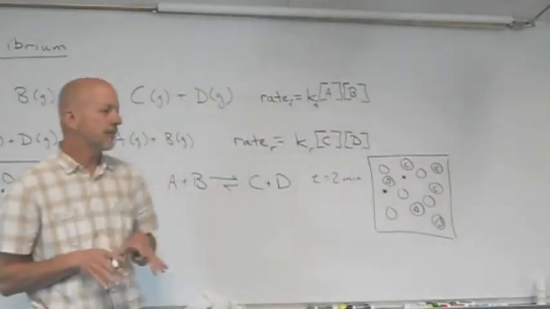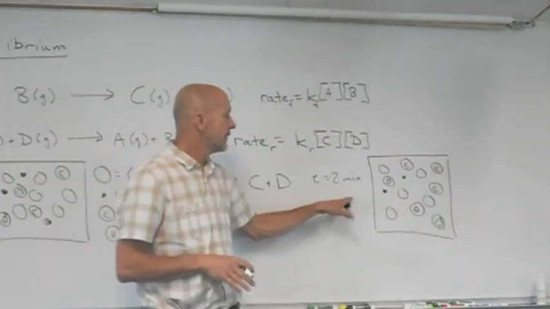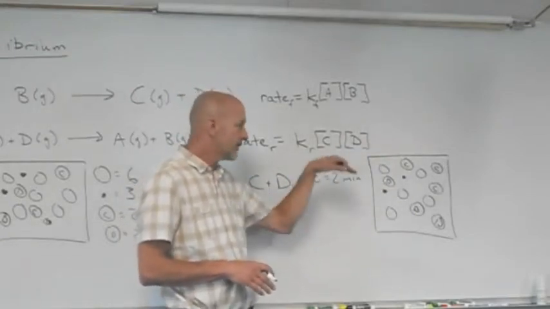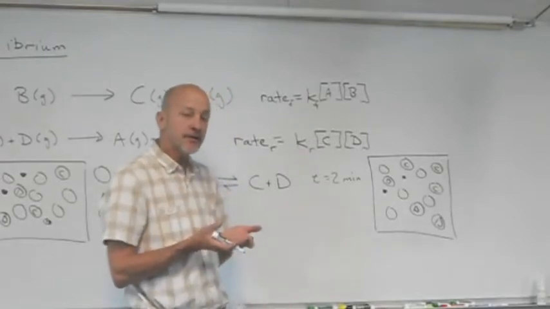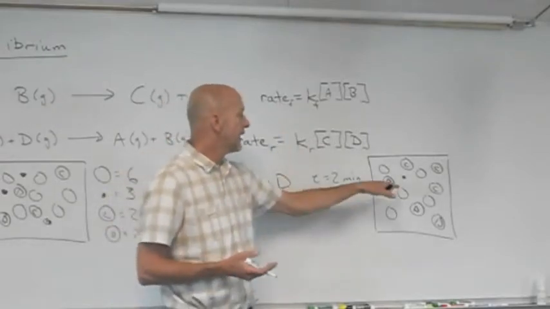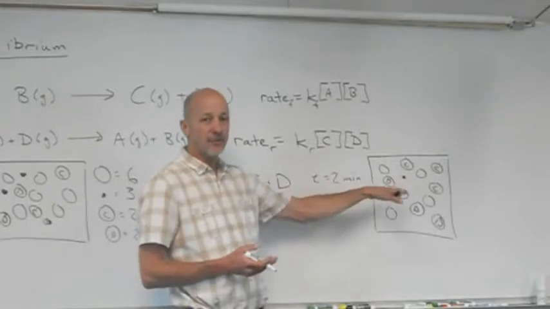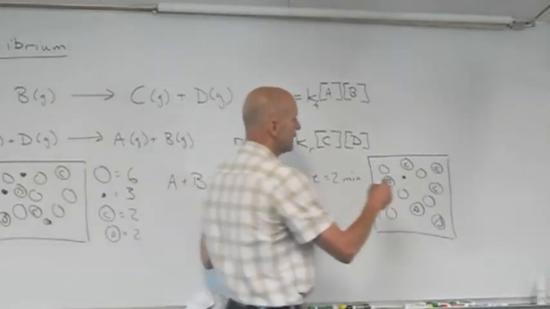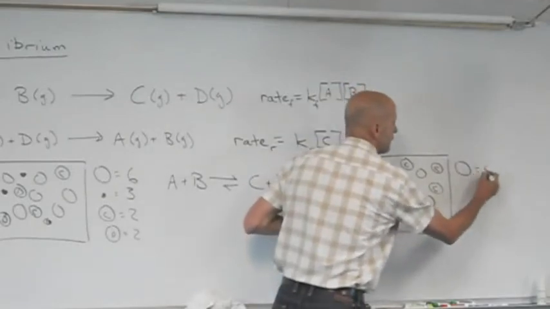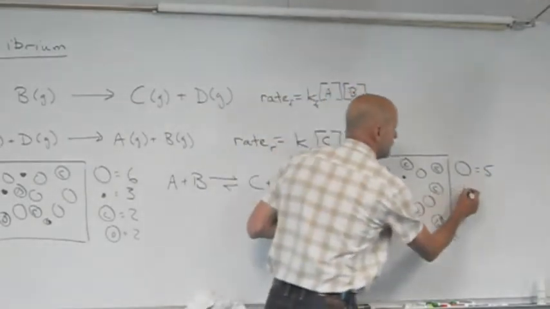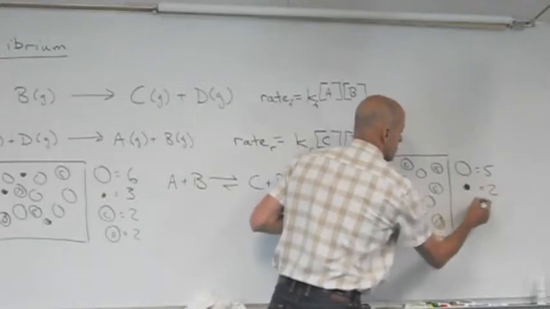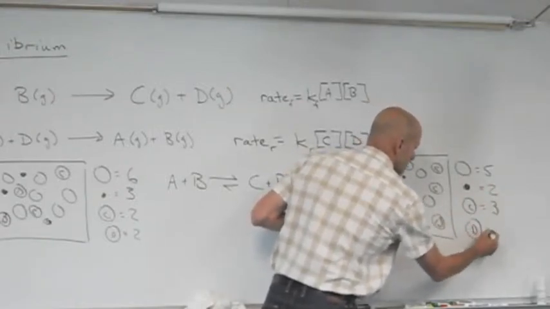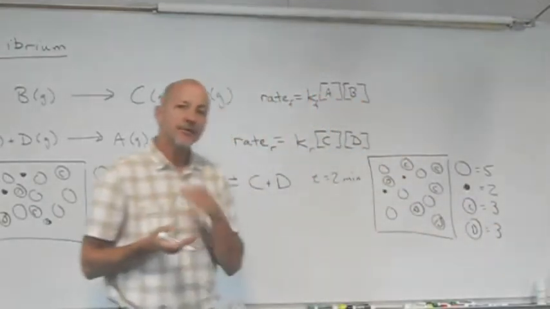I check all my number of particles a minute later. So at time equals 2 minutes, what's happened is my amounts of A and B are starting to drop. My amounts of C and D are starting to go up, so the forward reaction is beginning to slow down a little bit. The reverse reaction is starting to speed up. So I look at it here and I find that A, there are 5 particles. B is down to 2. And C and D have increased to 3 particles.